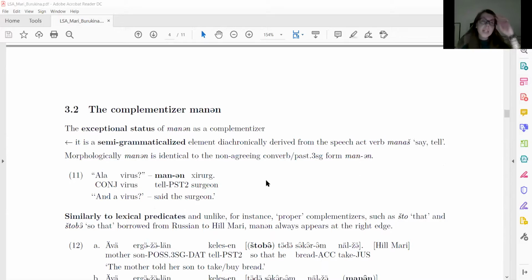And morphologically, it is actually identical to either the non-agreeing converb form or the past tense third person singular form mannen, with the suffix. And you can see here in 11 an example where mannen is still used as a lexical verb: "the virus said the surgeon." So mannen here is clearly not a complementizer, it's just the main predicate.